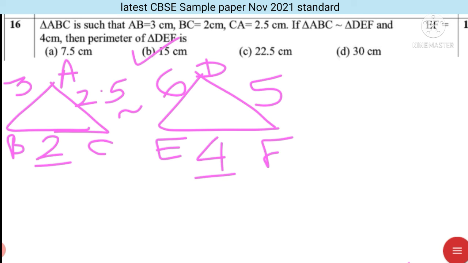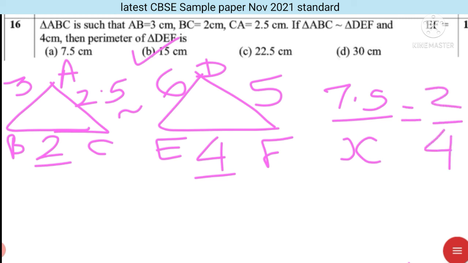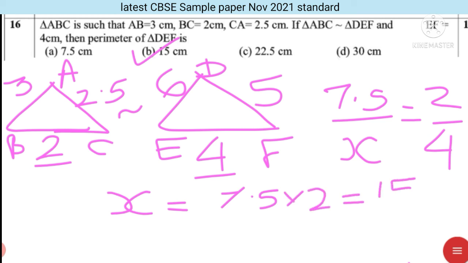The second method is that when two triangles are similar, then the ratio of their perimeters is also the same as the ratio of their sides. Now the perimeter of triangle ABC is 7.5 upon the perimeter of triangle DEF, let it be x, and one ratio I already have, that is BC upon EF, that is 2/4. So from here also we can calculate x as 7.5 into 2, that is 15 centimeters. So B is the correct option.